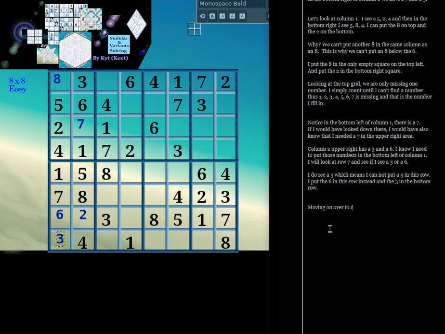Moving on over to column 3. We have a 4, 1, 7, but in the bottom right, we only have a 1. I will instead try and put in the 4 and 7 in the bottom right.